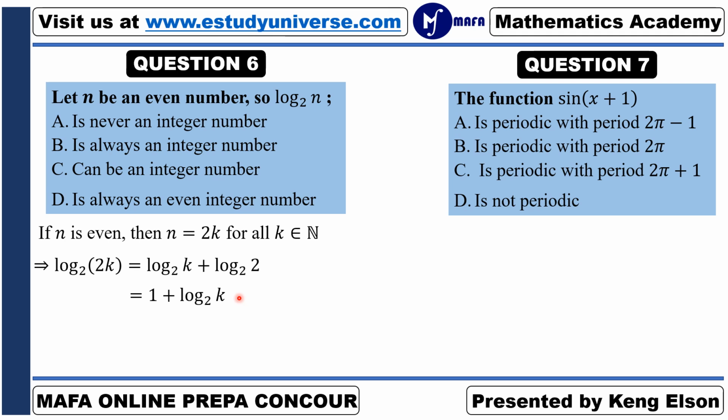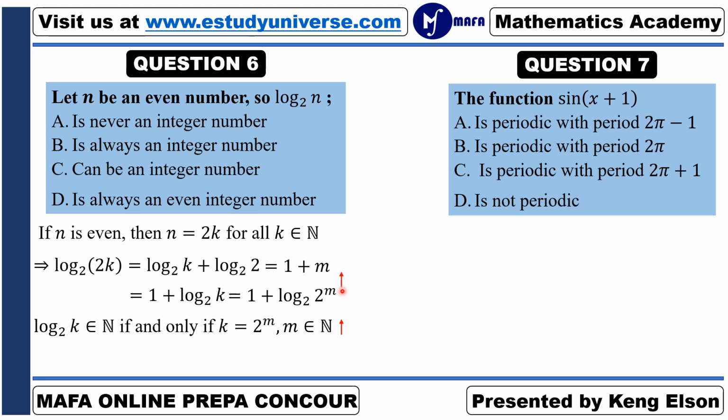Now let us look for a condition that will make this result an integer. For the result to be an integer, we have that our k here must be a power of 2, so that when we take logarithm to the base 2 of k, we are going to have logarithm to the base 2 of 2 to the power m. The m falls down and we get 1 plus m, because logarithm to the base 2 of 2 just gives us 1, and we multiply with m. So you see that it is actually a conditional statement for this to be an integer.